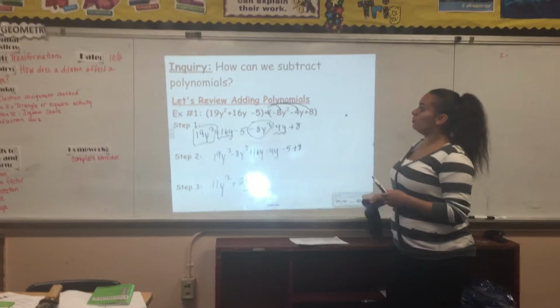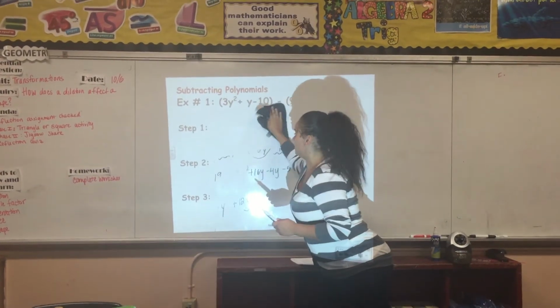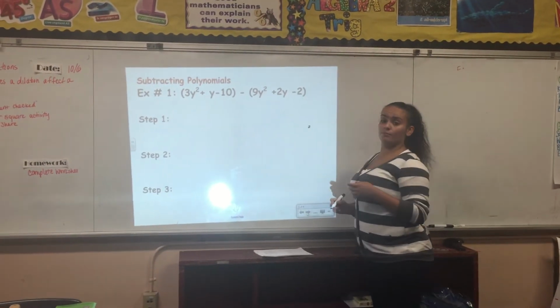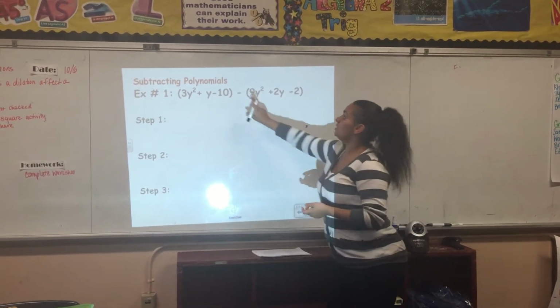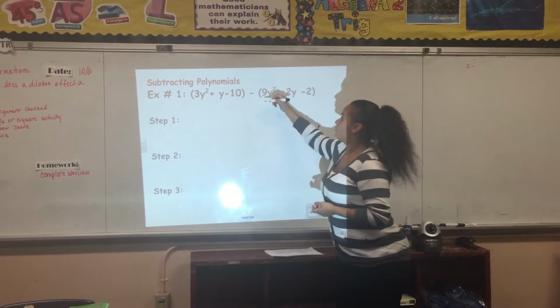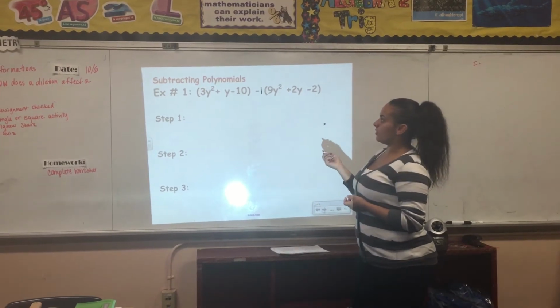So now that we know how to add polynomials, let's move to the next step, which is subtracting polynomials. Now, subtracting polynomials is very similar to adding polynomials. The only difference is there's a subtraction sign here. So instead of adding a positive 1 in front of the parentheses, it's really a negative 1. So let's see how that affects the problem.